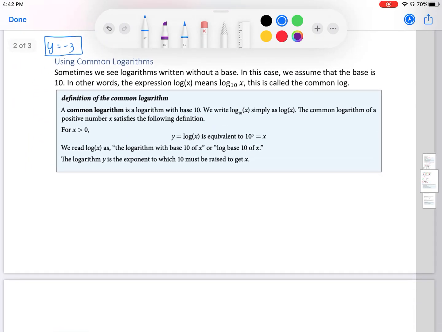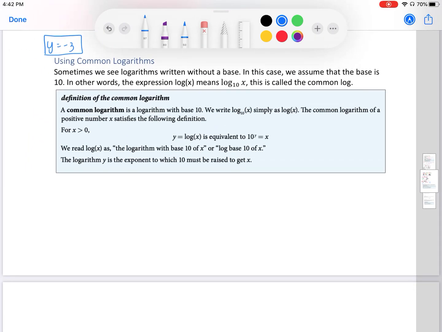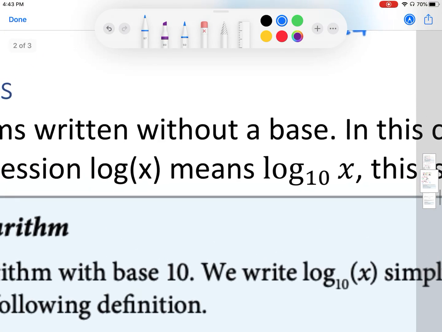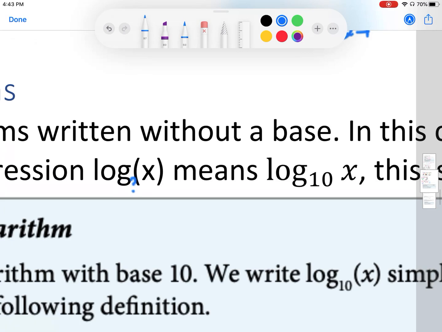Moving forward, using common logarithms. Sometimes we see logarithms written without a base. In this case, we assume that the base is 10. In other words, the expression log x means log base 10 of x. This is called the common log. So what we should notice is, where is that base? I don't have one. If you ever do not see a base, you assume it's a 10, unless there's another base there.